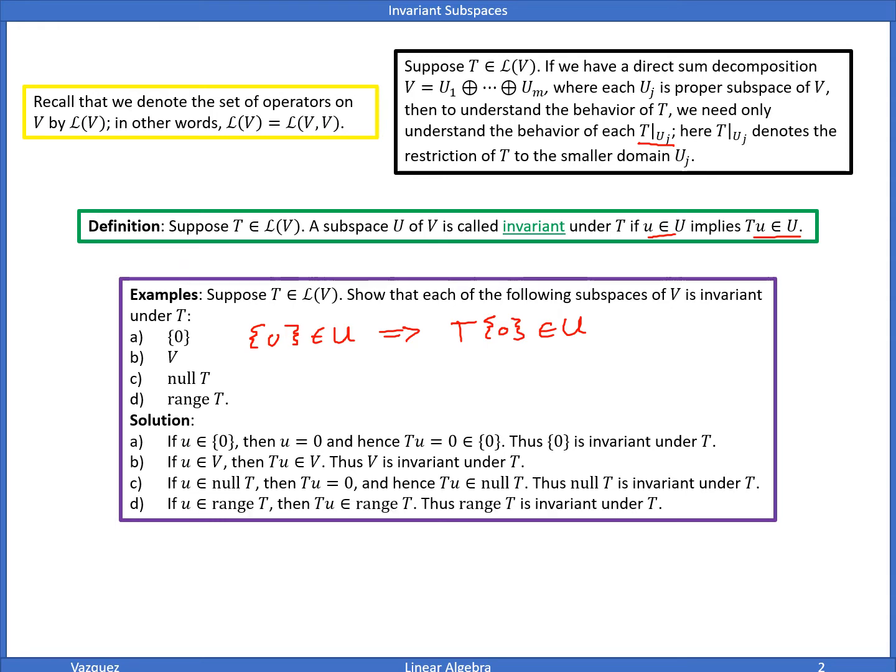Last one, if u is in the range of T, well then T of u is also in the range of T. Again, don't overthink this. These examples are pretty straightforward, nothing too complicated. But we get that range of T is invariant under T.